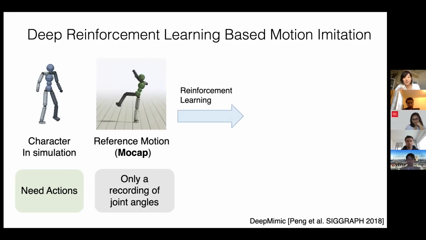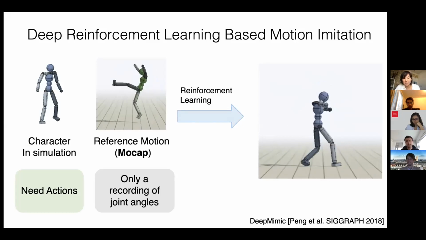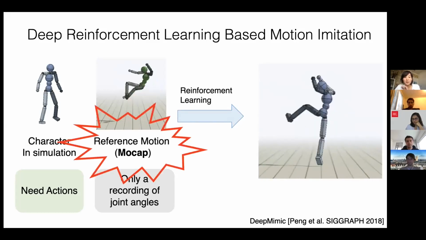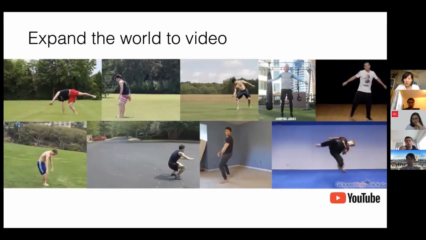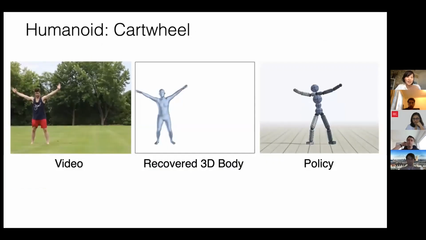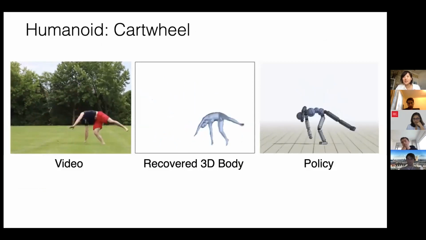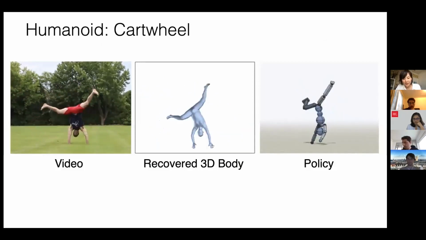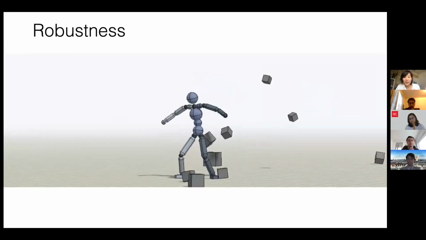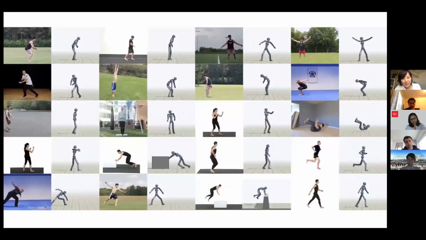So you can pose this as a reinforcement learning based approach and then train some policy that imitates the reference motion. Now, in this case, the reference motion comes from motion capture, but if we could get 3D humans from video, then you can expand the world from video. You can take this video, recover 3D humans from it, and then use this as a target to train your policy. And you can do that because now it's not just playing those joint angles, but you can actually interact with them and do all these cool animation tasks.